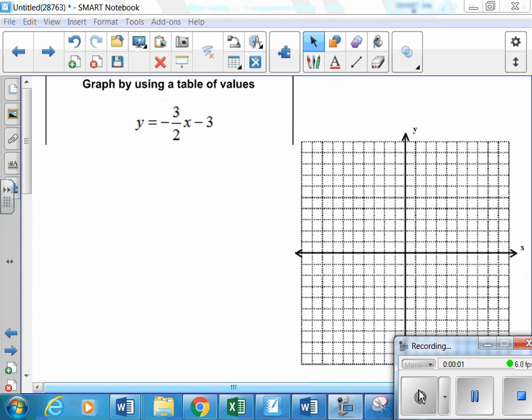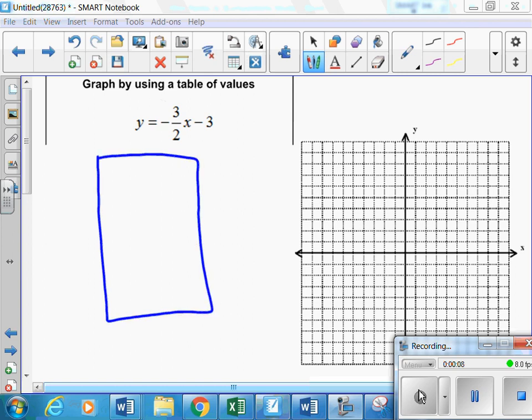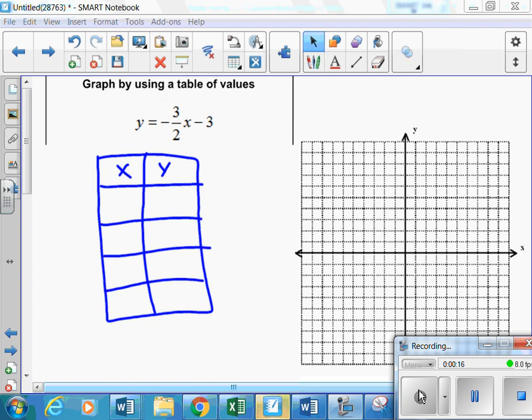To graph using a table of values, we need to choose numbers to plug in for x. So I'm just going to make a chart here, x, y.